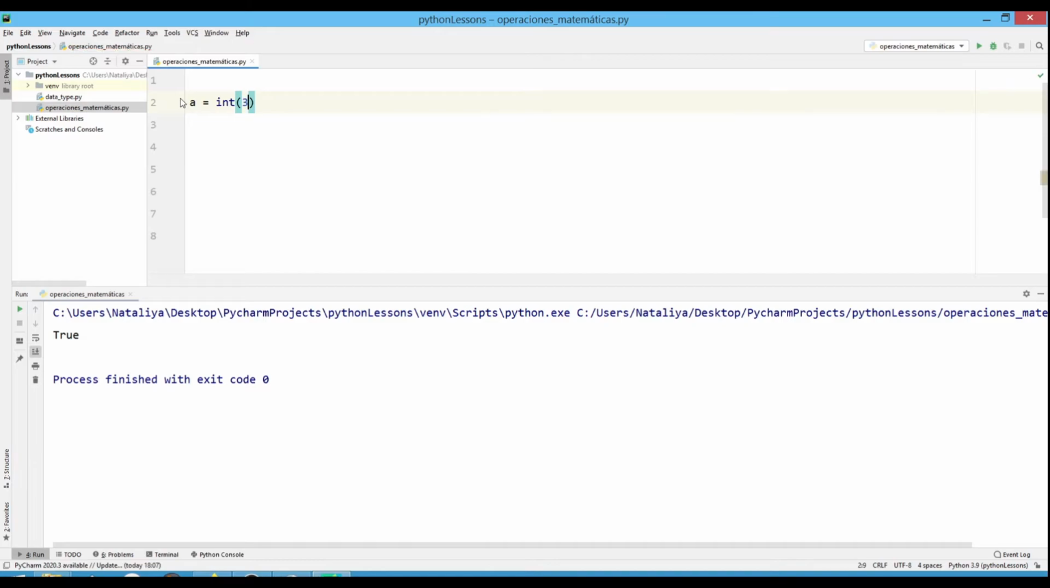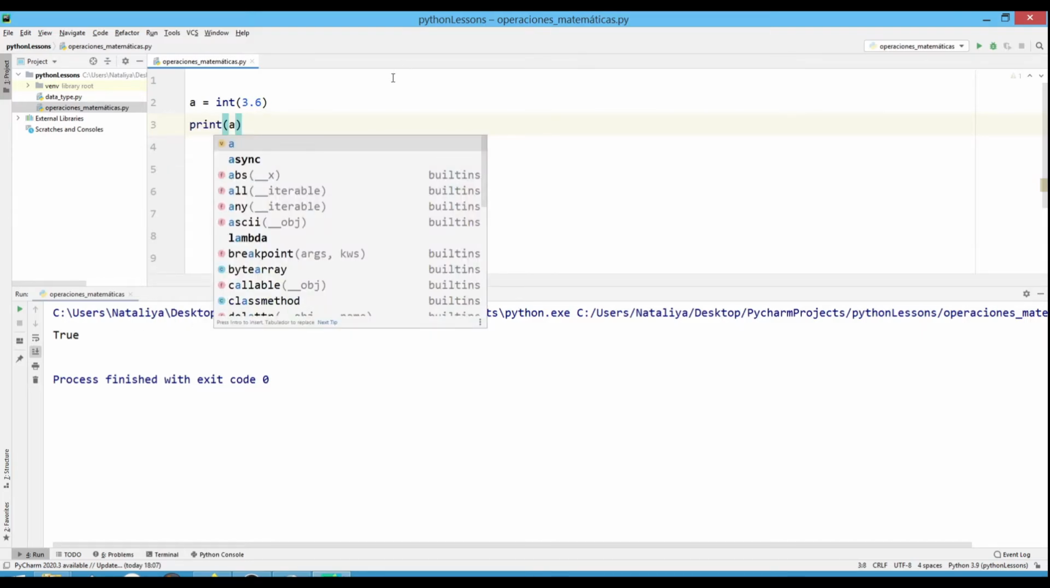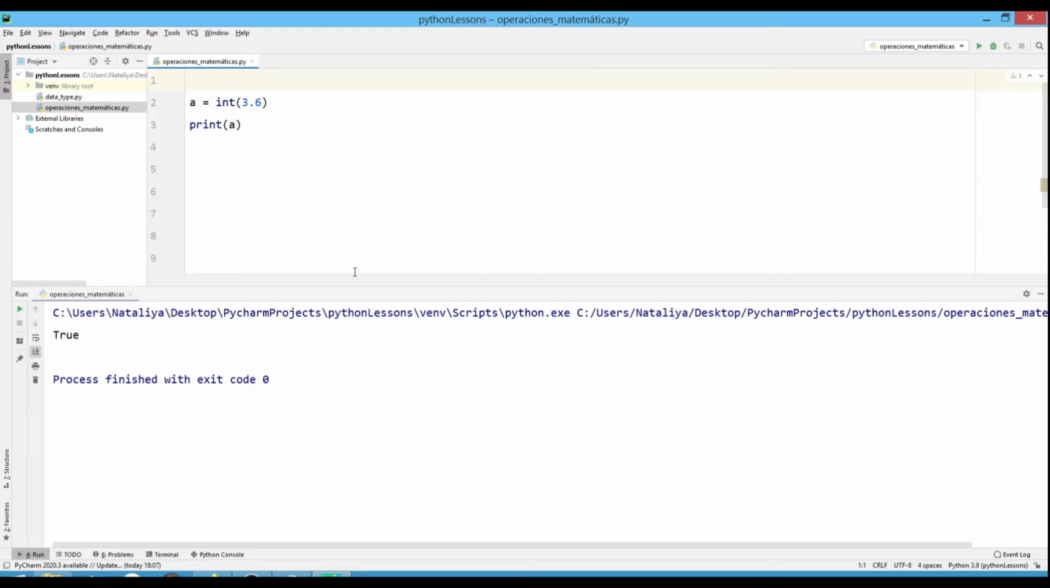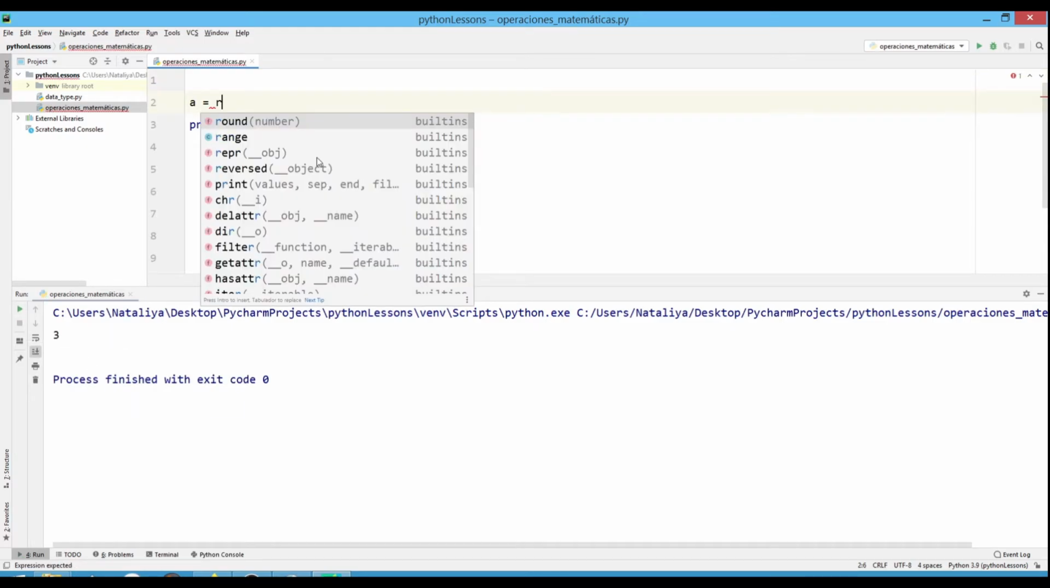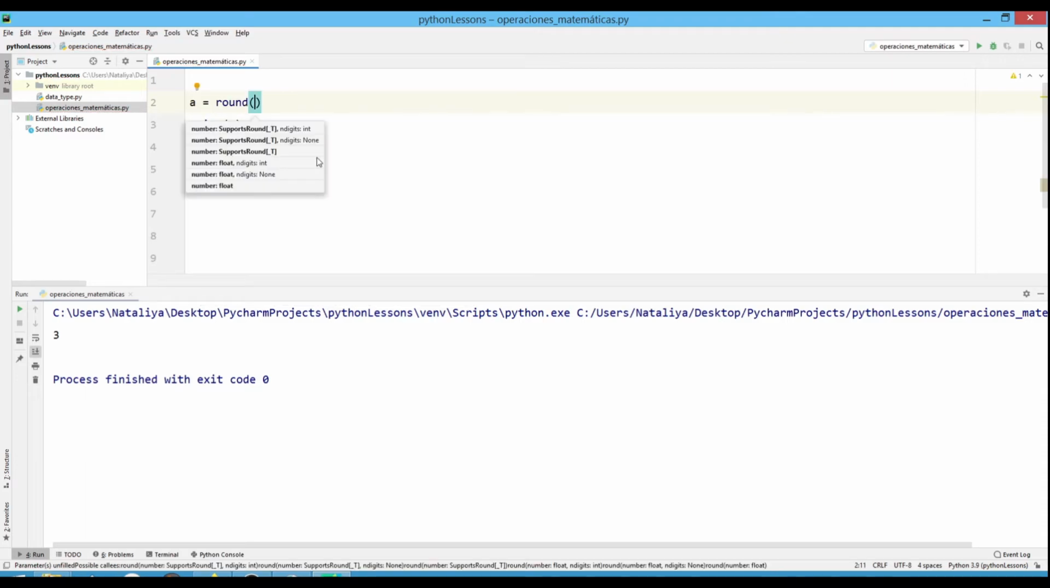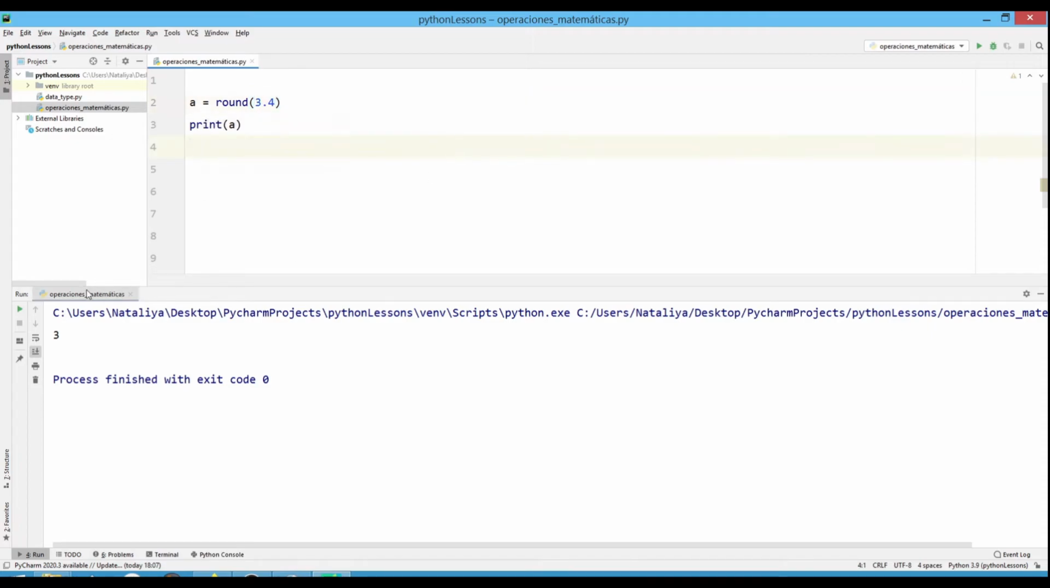Python has built-in functions. For example, int works as a function that discards the fractional part without rounding. Yes, it works as a division without remainder. The round function rounds a number according to the rules of mathematics. Look, PyCharm tells me to pass a number in parentheses for the round function. Round rounds a decimal from 0 to 4 down and from 5 to 9 up.